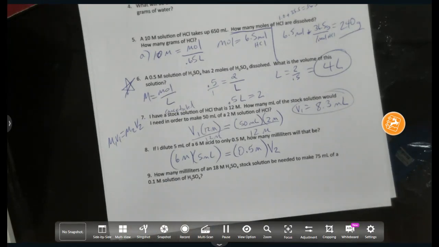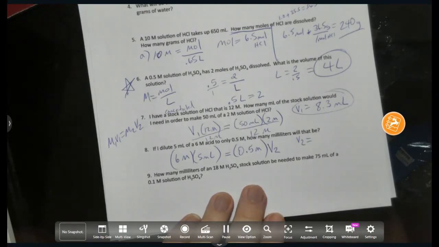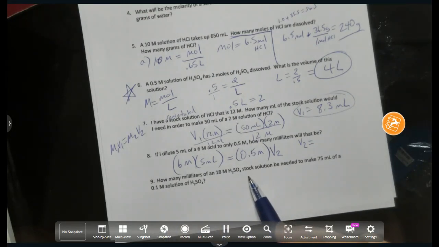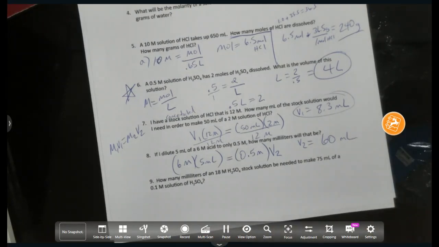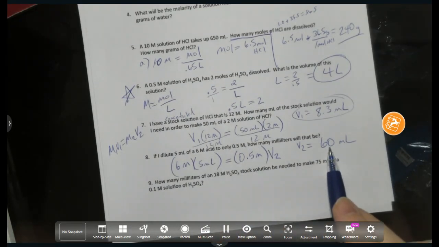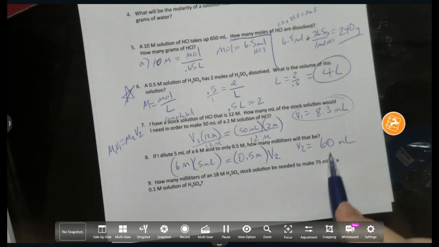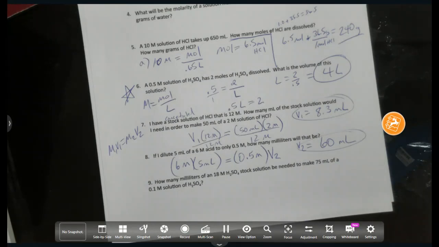It didn't ask how much water we're going to add. It said how much final volume would it be? How much would the solution have? So we do our easy math here. 6 times 5 divided by 0.5. That's 60 milliliters. So to dilute this thing from 6 to 0.5, I have to increase the volume of the entire solution to 60. How much water did I add? If you're thinking 55 mils, you're thinking right. I had to add 55 mils of water to get the final volume to be 60.